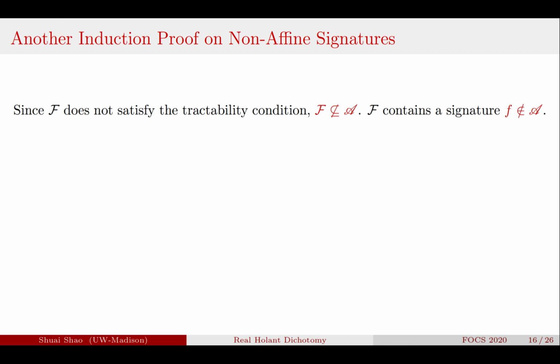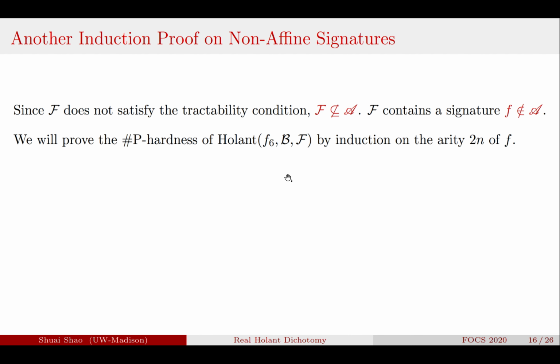Now we have to come up with another way to prove the sharp-P-hardness of the Holant problem specified by f sub 6 and biobinary signatures together with this script F, which does not satisfy the tractability condition. Since it does not satisfy the tractability condition, it's not a set of affine signatures, so it must contain a signature that is not affine. We assume that this is the signature small f, and we will prove the sharp-P-hardness by induction on the arity of this f.